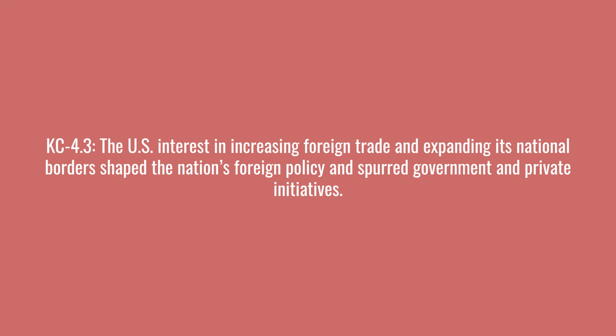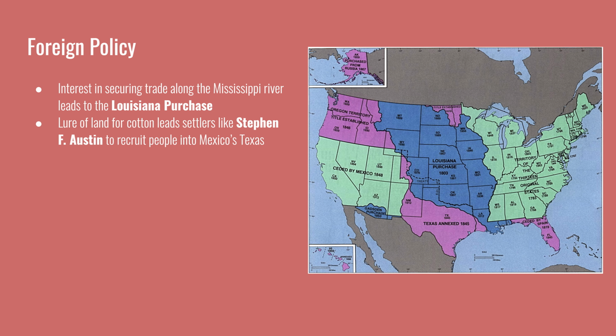The next key concept talks about the causes for the foreign policy that the U.S. adopted. The U.S. interest in increasing foreign trade and expanding its national borders shaped the nation's foreign policy and spurred government and private initiatives. The Louisiana Purchase happens as a result of the purchase offered to France. Thomas Jefferson wanted to have access to the city of New Orleans and to guarantee trade along the Mississippi.